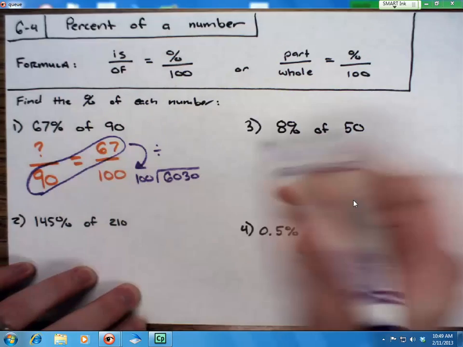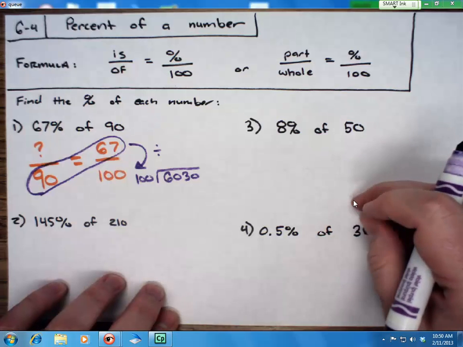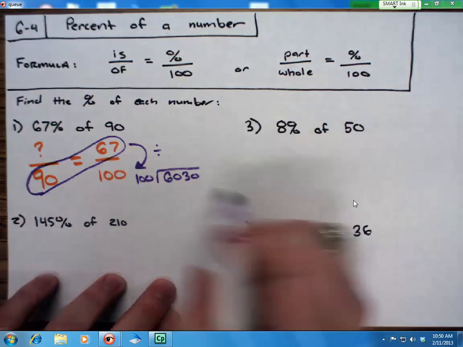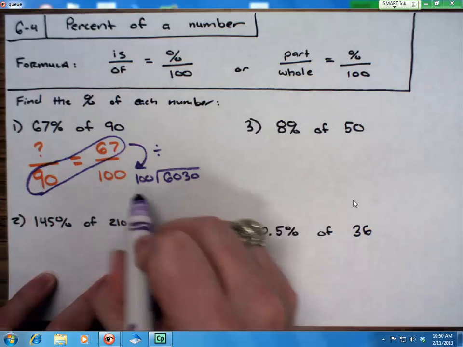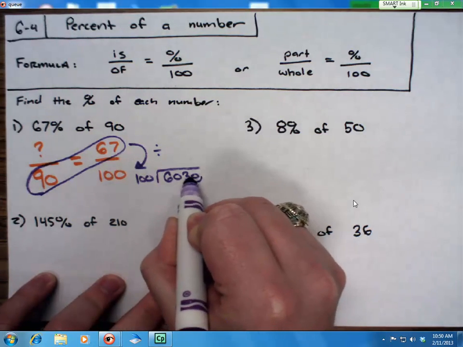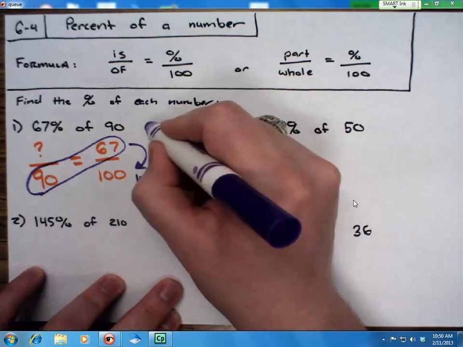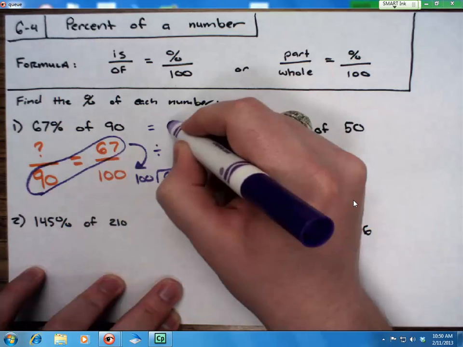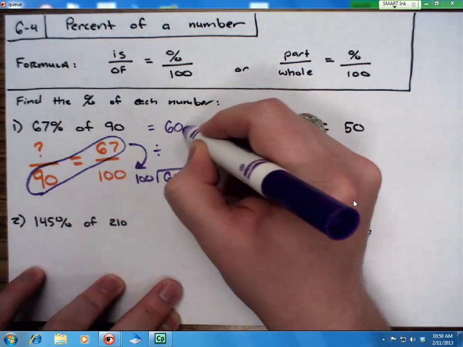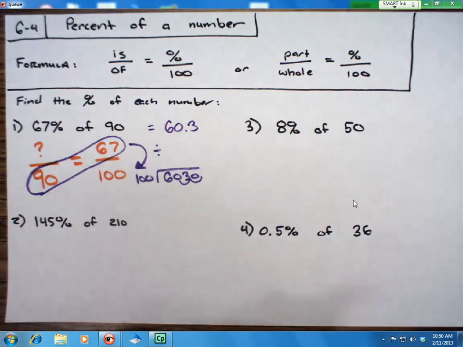Now remember, when we divide by 100, that's the same thing as just moving our decimal over two places. So instead of doing all the work out here, I'm just going to take my 6,030 and move my decimal over two places. 1, 2. So I know it's going to be 60.3. So 67% of 90 is 60.3, and that's my answer.